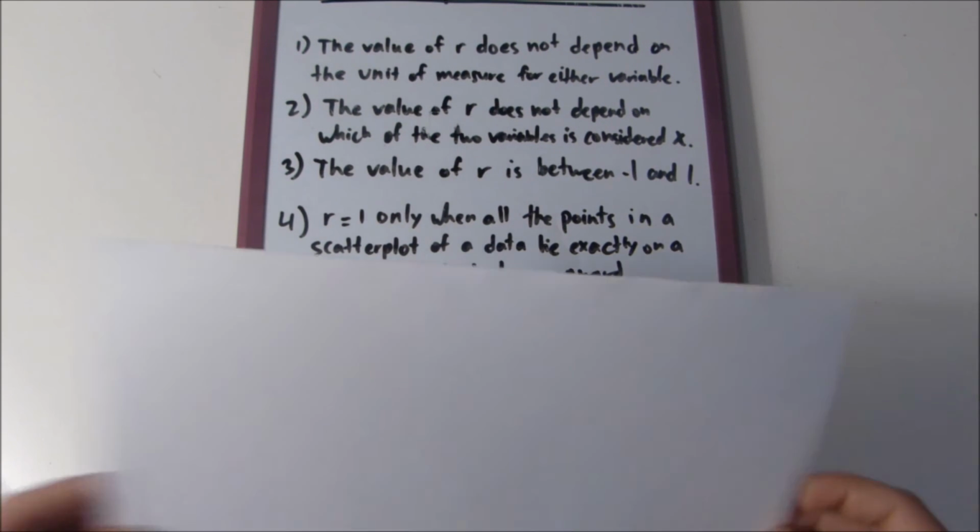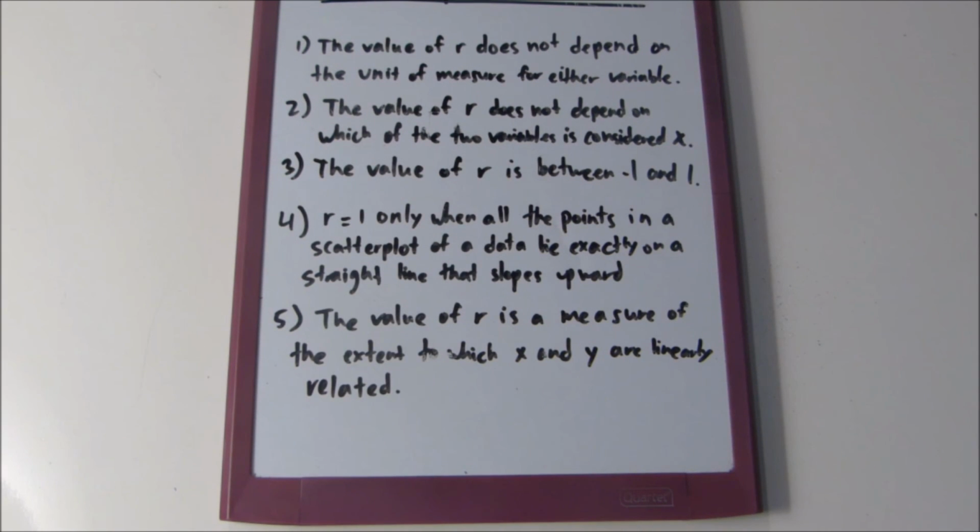And then our last property: the value of R is a measure of the extent to which x and y are linearly related. Emphasis on linearly. It doesn't give us a measure of the extent to which x and y are related, period, right? Just because it has a relatively weak R value for a linear relationship doesn't mean that there isn't a quadratic relationship or any other strong relationship. So keep an open mind. If you tested it for a linear relationship, there's a possibility it still has a relationship between x and y.